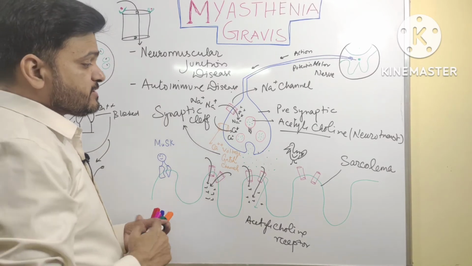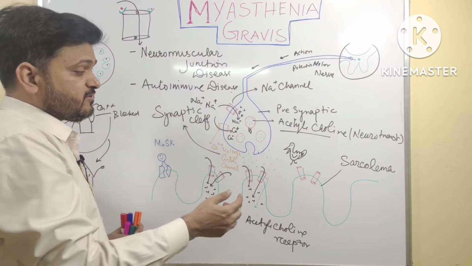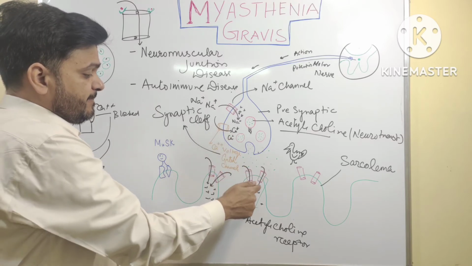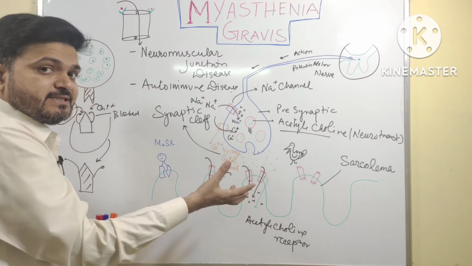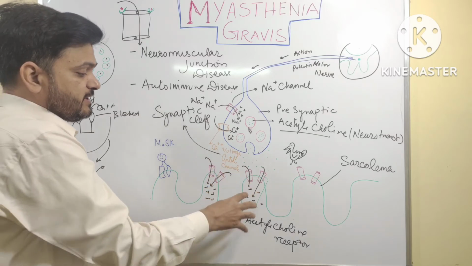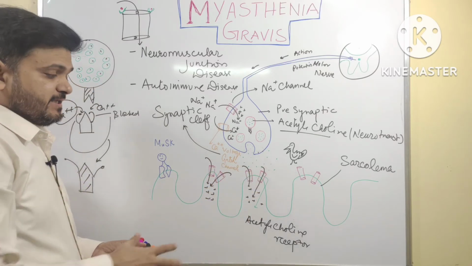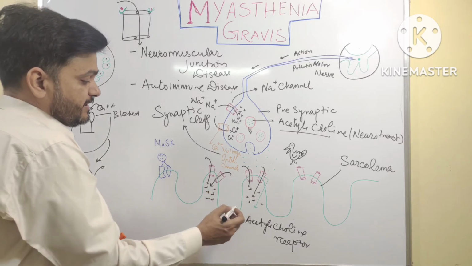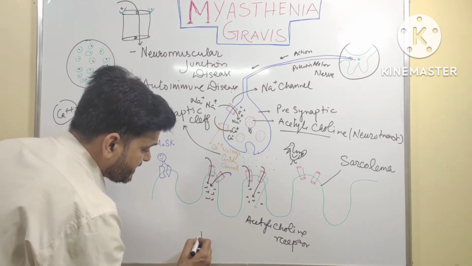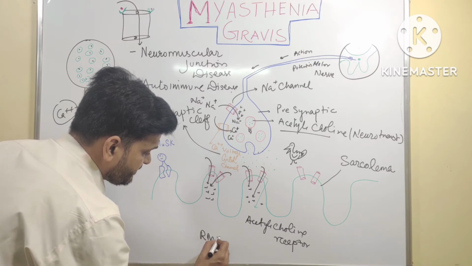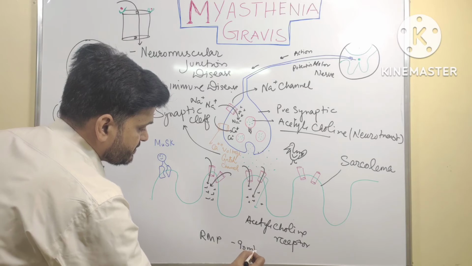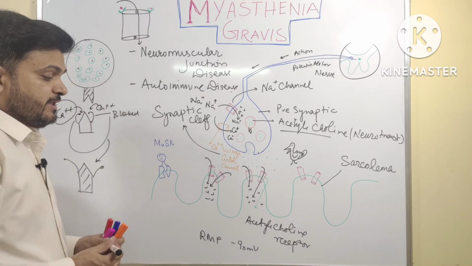Okay, so this is the function of acetylcholine: it has to be attached to the acetylcholine receptor. When these receptors open, lots of cations go inside. इससे क्या होता है, बहुत सारा cation हमारा inside the sarcolemma has to be entered, and we can understand what is the resting membrane potential. Resting membrane potential of sarcolemma is minus 90 millivolt, right? It is minus 90 millivolt.